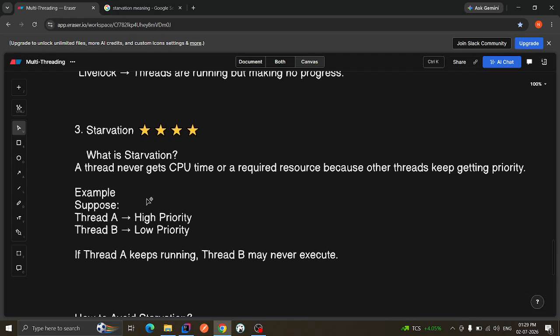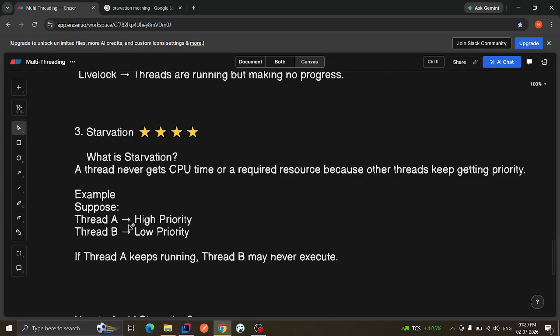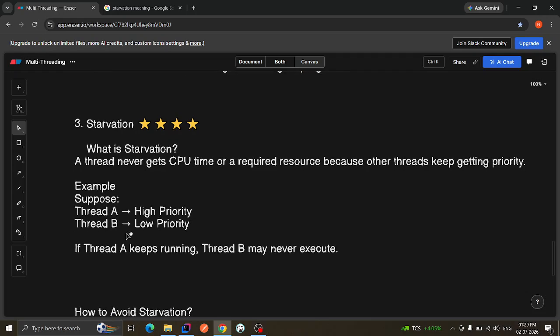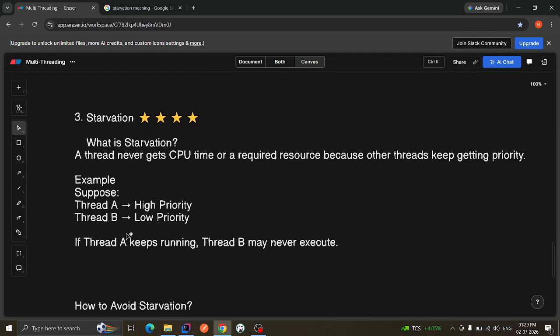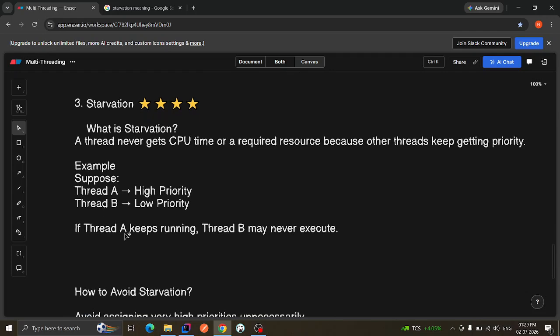For example, there are multiple threads. If thread A has higher priority and thread B has lower priority, then thread A will be given the chance to execute the task. Thread B will never get a chance to execute. So this is the situation where we have starvation. That means the thread will not get the CPU time and the resources to execute.